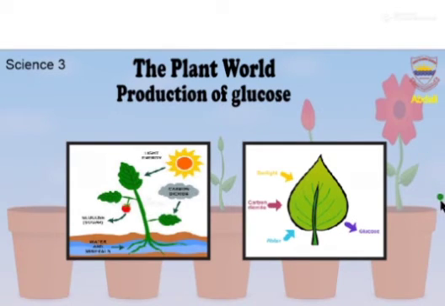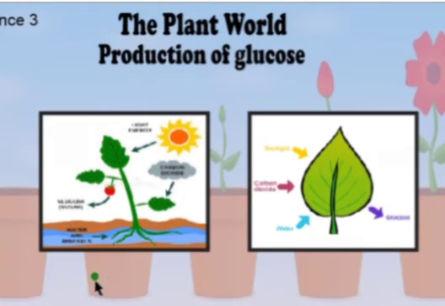Glucose is a food that helps the plants to grow. When sunlight mixes with carbon dioxide and H2O, it makes a type of sugar called glucose. What happens when sunlight mixes with carbon dioxide and water? It makes a type of sugar, which is known as glucose.